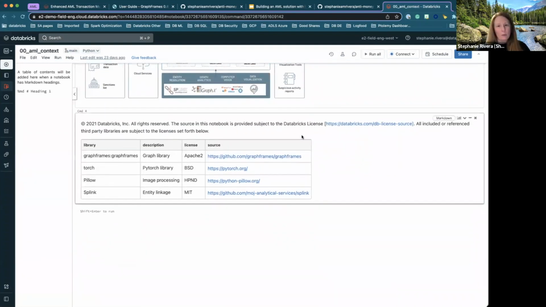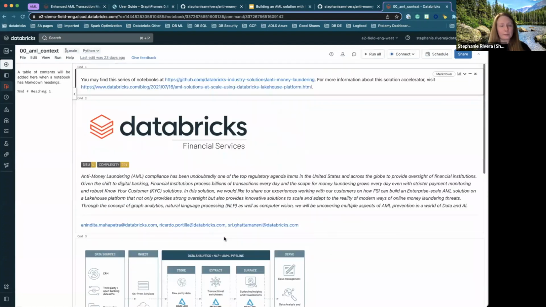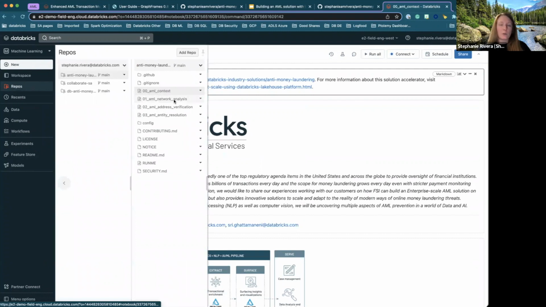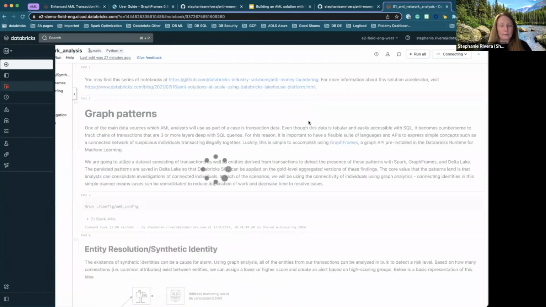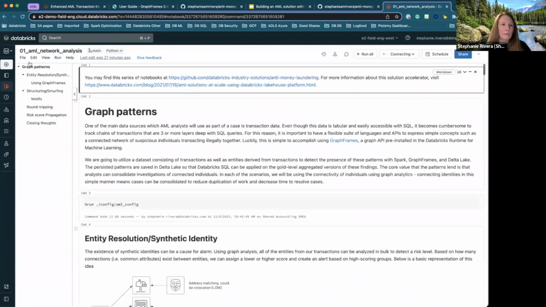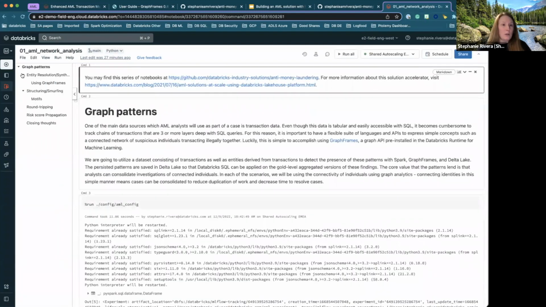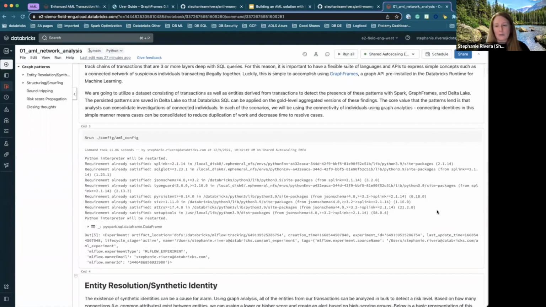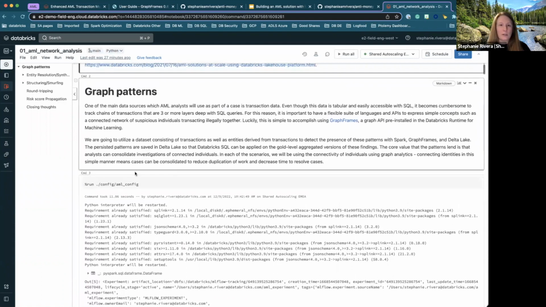Here are the libraries that we'll be using, so you have access to knowing which ones they are, as well as the documentation for those. But today we're going to spend our time in the first notebook, which is network analysis. Okay, so we're going to start with the graph patterns for looking for different IDs. But let's see, what's up here is basically a description.